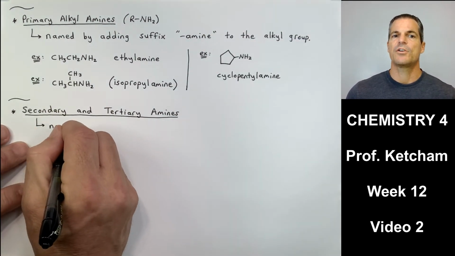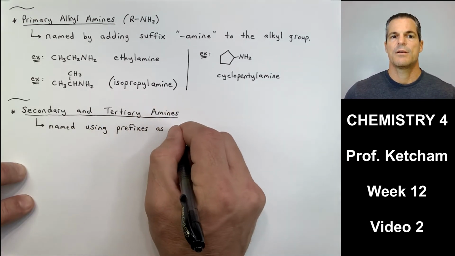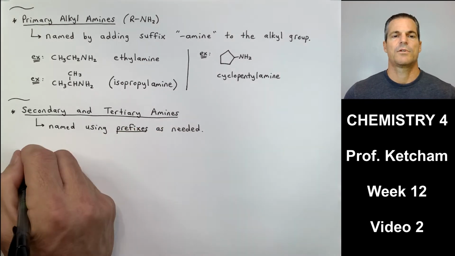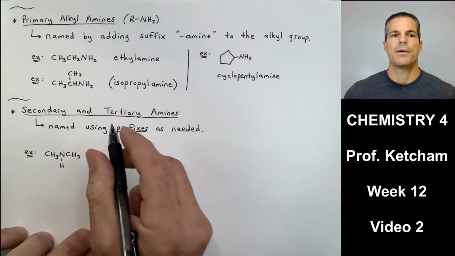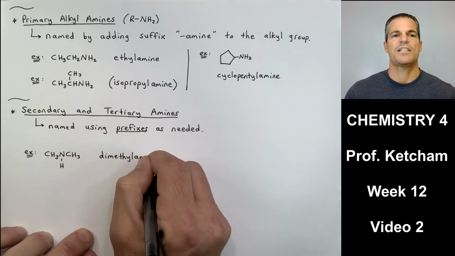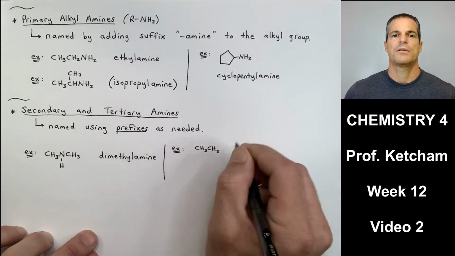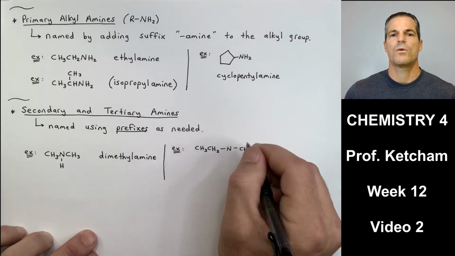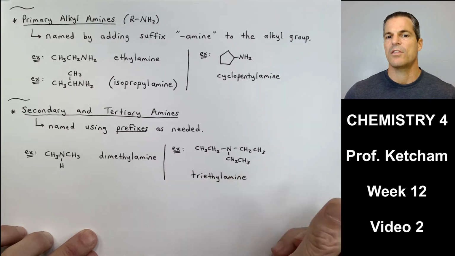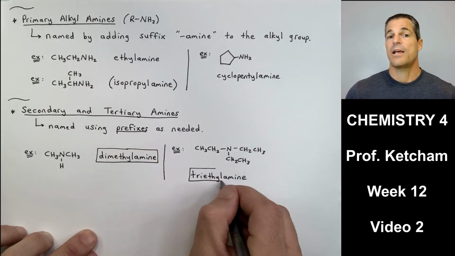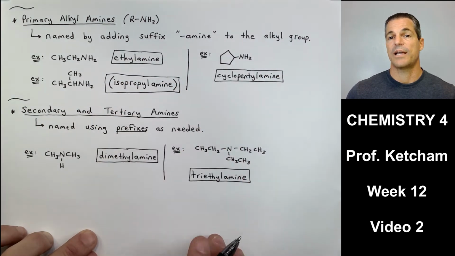All right, now secondary and tertiary amines. How do we name these guys? Well, these are named using prefixes. Okay, mono, di, tri, those are prefixes. Won't get any higher than mono, di, or tri. And we drop the mono. So example, here we have a CH3, another CH3, so it's dimethylamine. The next example, we have 1, 2, 3 ethyl groups attached to the nitrogen. This is triethylamine.